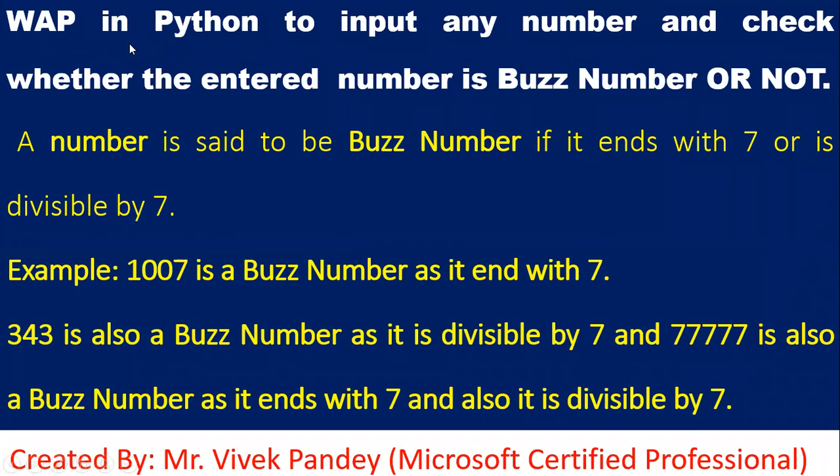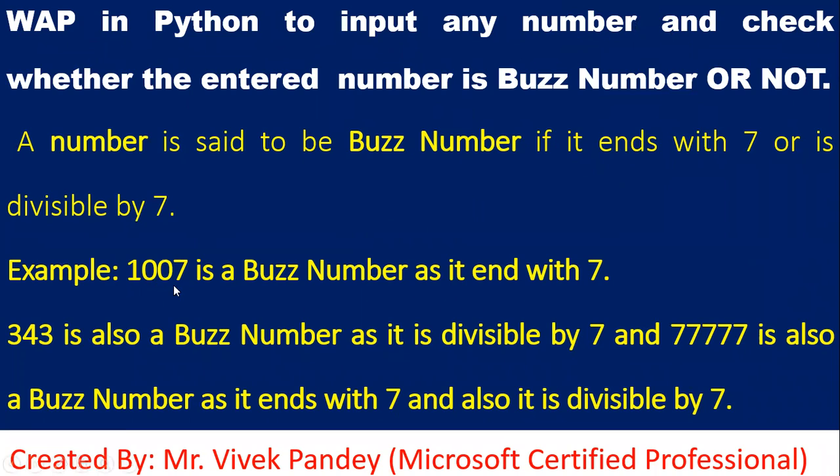Our today's program is to write a program in Python to input a number and check whether the entered number is a budge number or not. So dear student, we have to enter a number and check whether it is a budge number or not. A number is said to be a budge number if it ends with 7 or is divisible by 7. So dear student, a budge number is a number which ends with 7 or is divisible by 7.